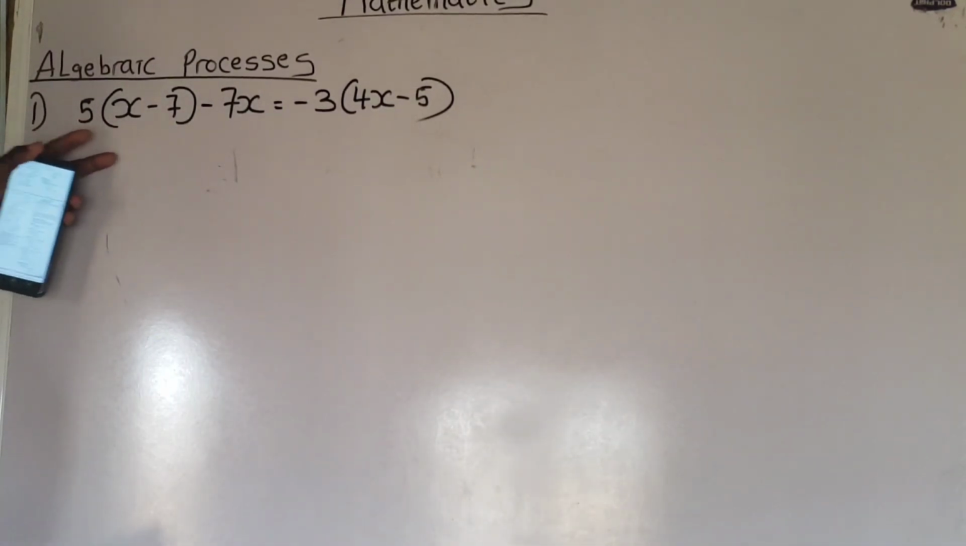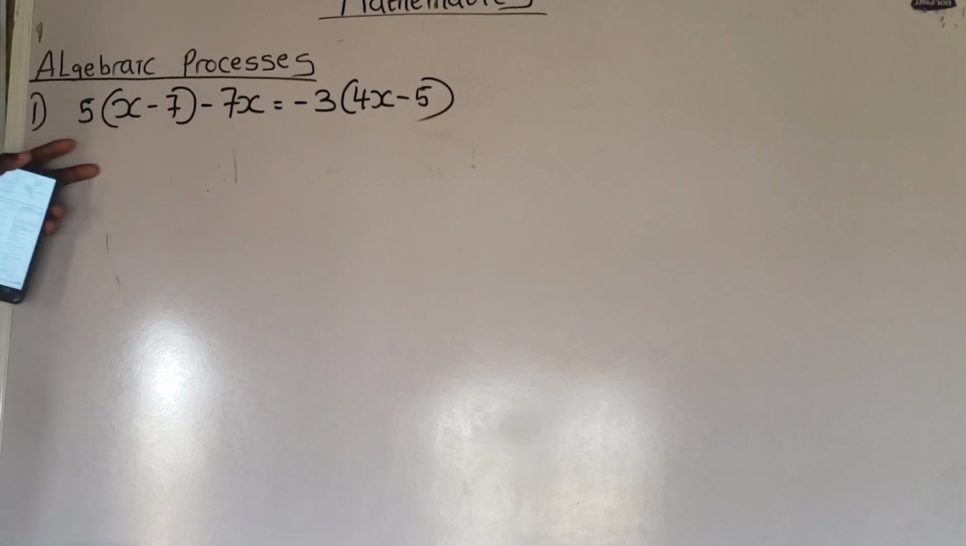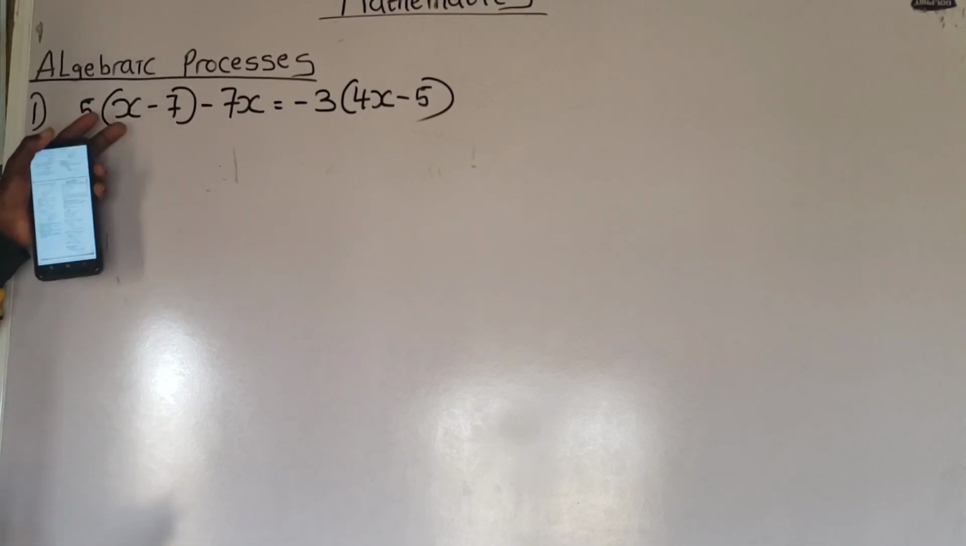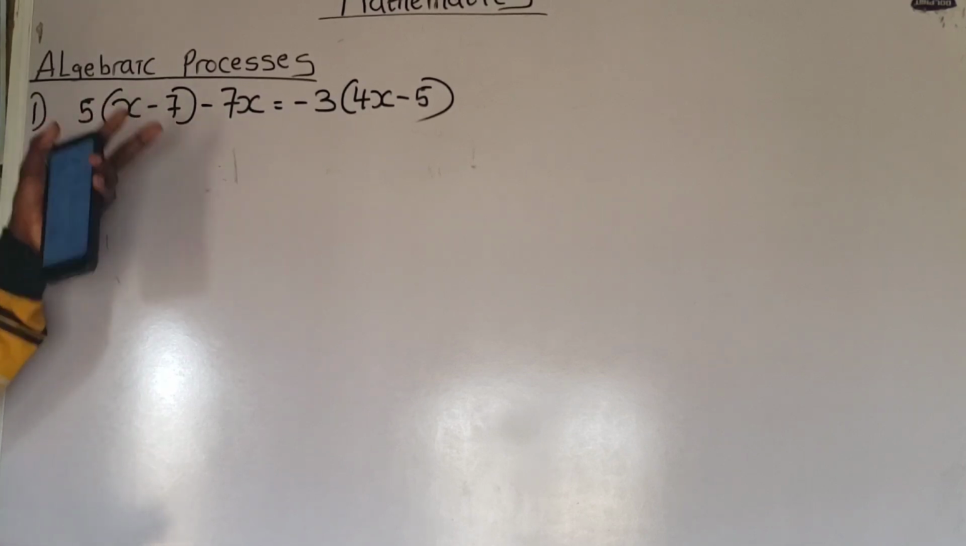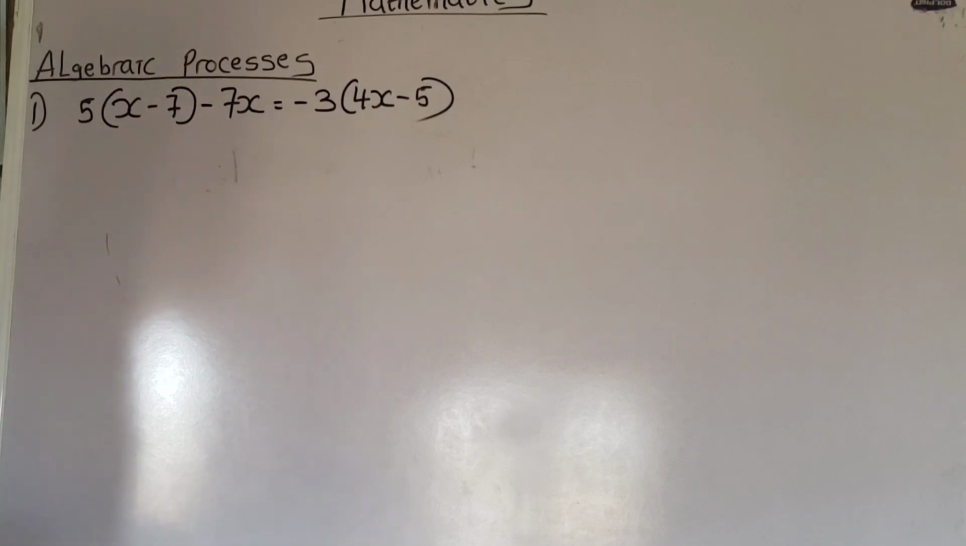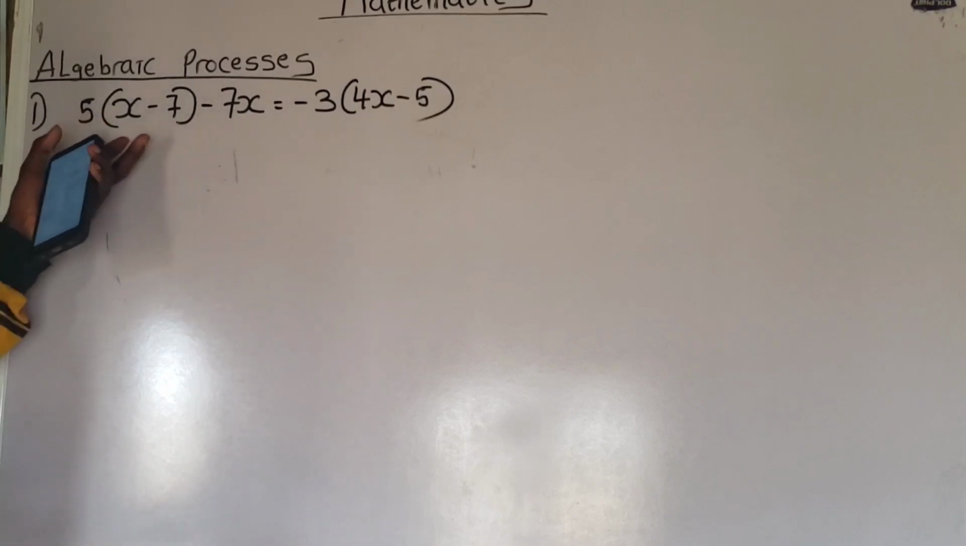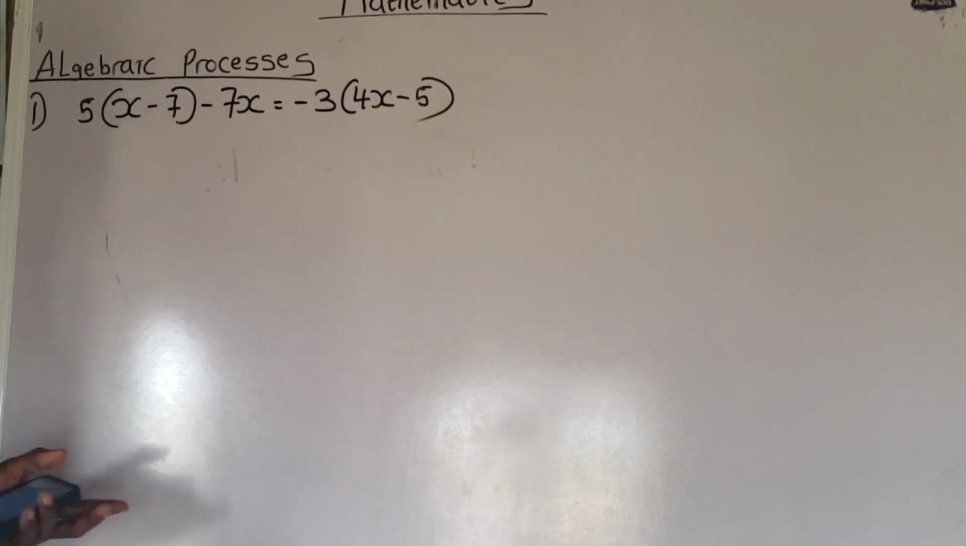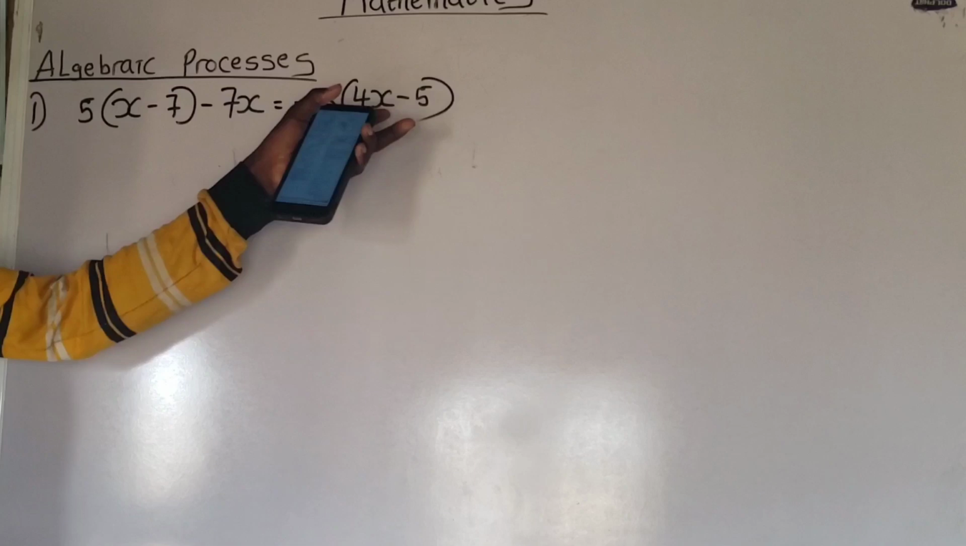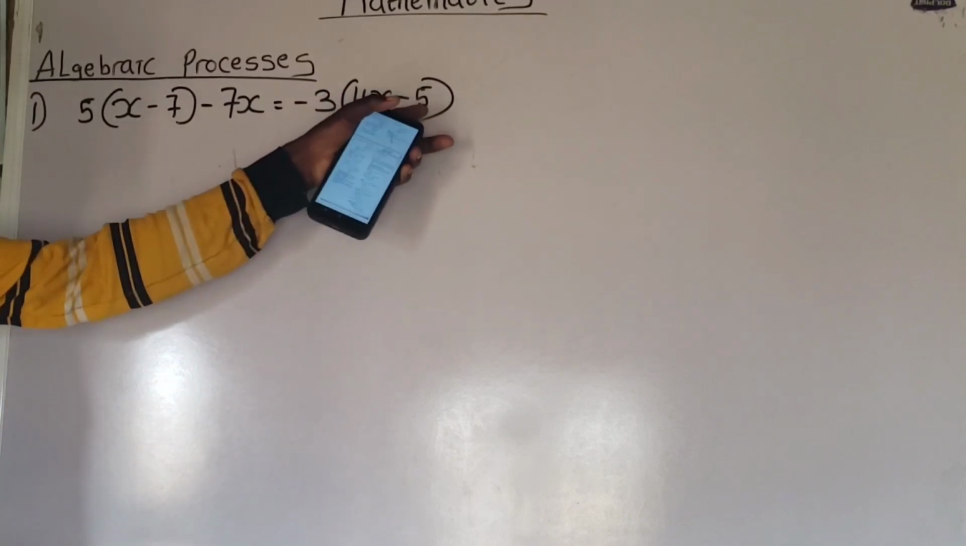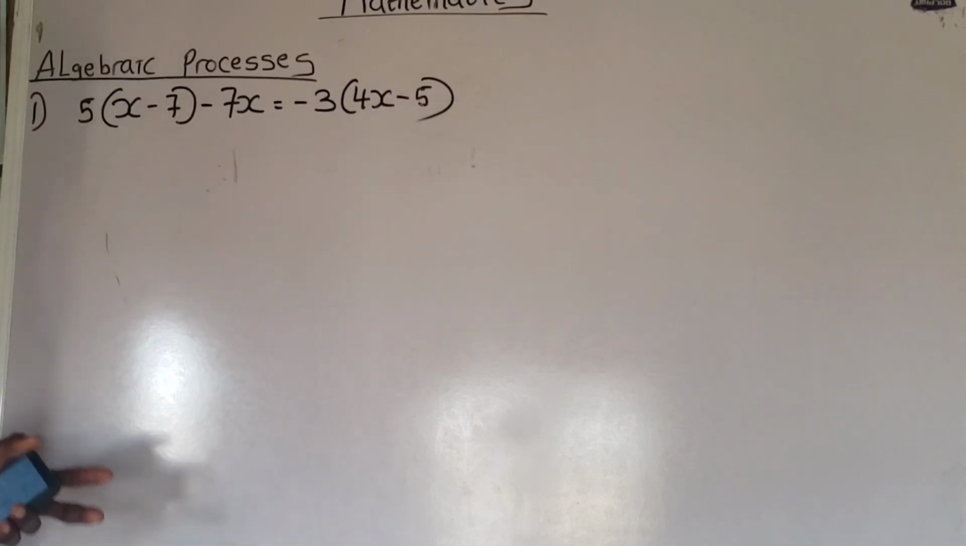On the left hand side of this equation, we have x minus 7. This x we cannot subtract from 7. You understand? So we are not going to do anything with the bracket now, because we cannot take x away from 7. And likewise in this place, we cannot take negative 5 from 4x. You understand? So now the first step is to open the bracket. Okay, the first step is to open the bracket.